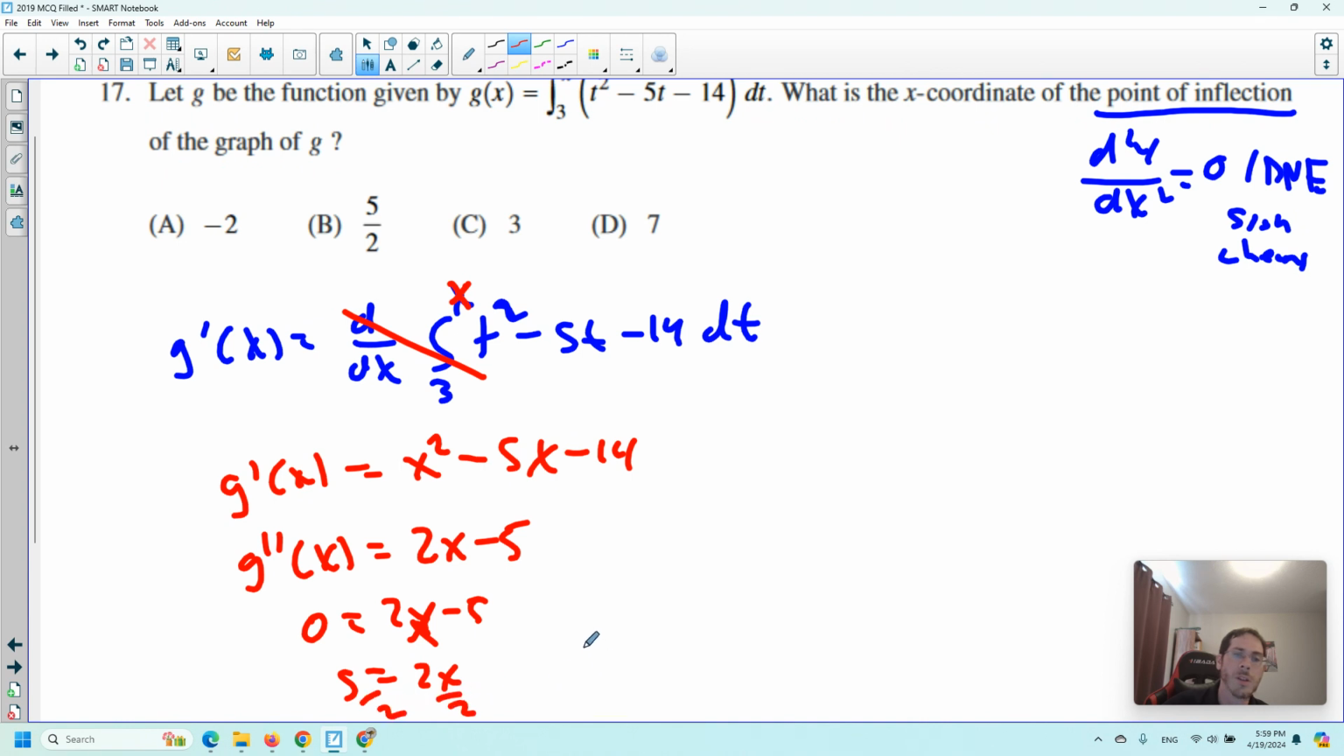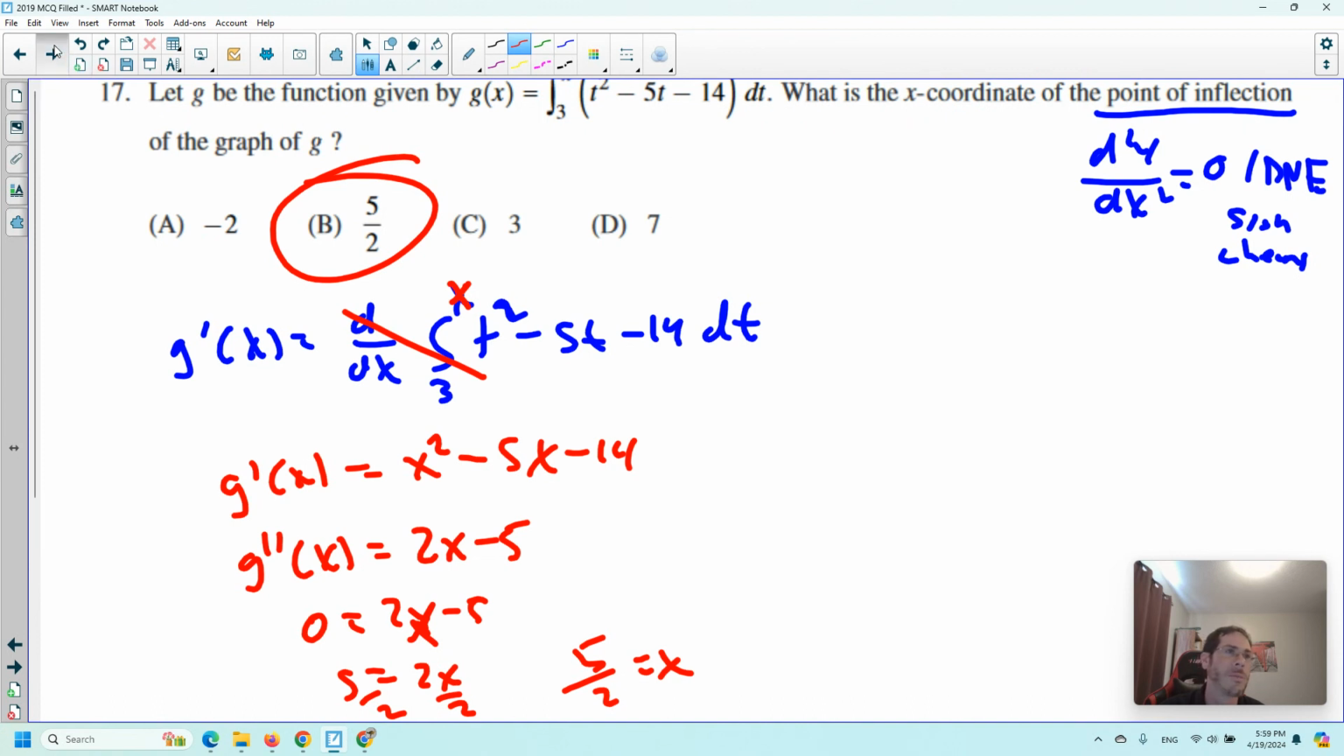Divide by 2. 5 halves might equal x, but non-existent is not a choice, so I don't even need to check the sign change. We're just going for it. We're going to go with 5 over 2. If you want to be very careful, or if it is free response, you do need to check that there is a sign change. There is no point of inflection, so we know this is the only option we've got.